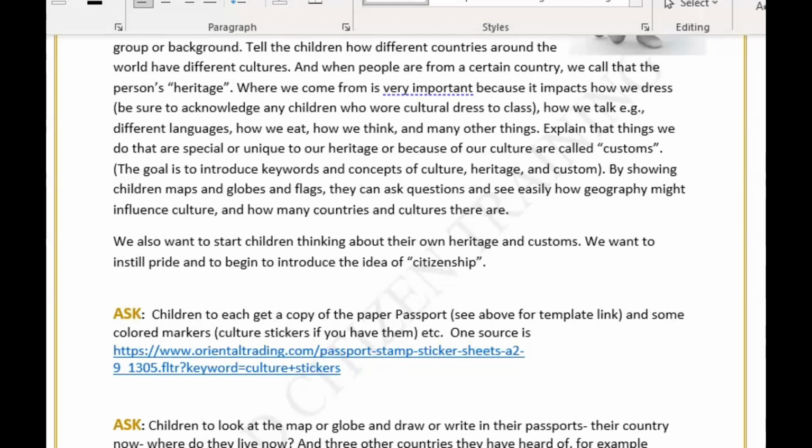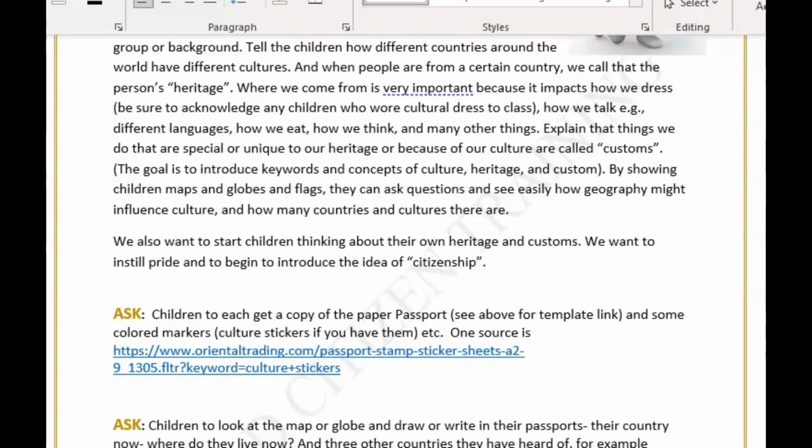We want children then to each get a copy of the passport. There is a template included in the lesson with a link so that you can download or print, or you could certainly create a similar thing of your own device. I like to find different colored stickers. Sometimes at the dollar store or the craft store, they actually have stickers that are different flags of different countries, and you can let the children put the stickers on different pages of the passport.